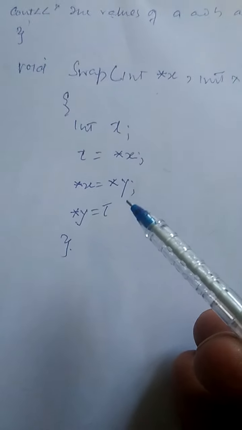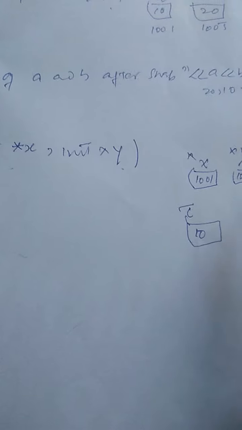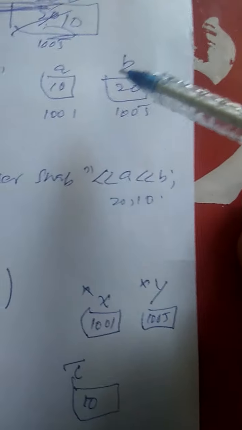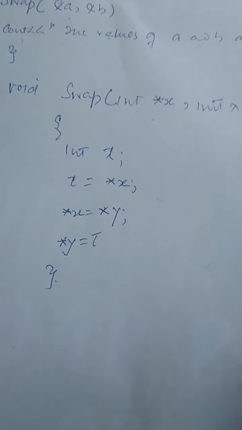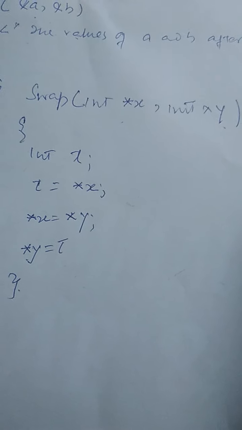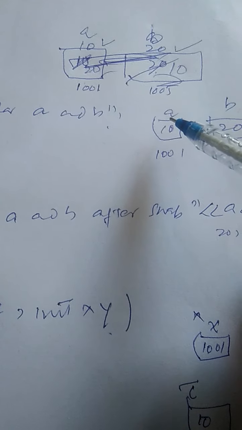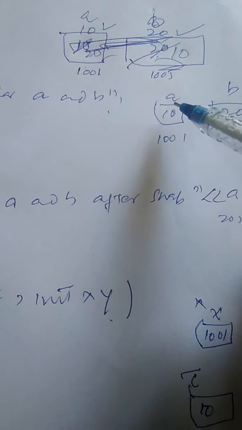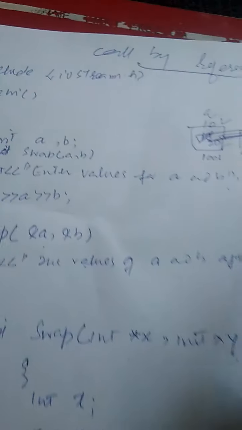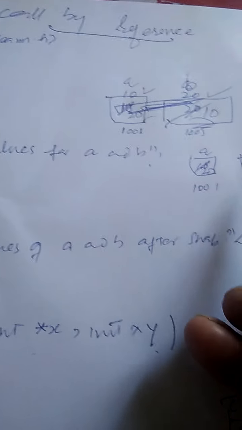Then the value at x is equal to the value at y. What is the value at y? y holds 1005. What is the value at that very address? That is 20 over here. This 20 will be stored at the address held in x. x holds 1001, which is the address of a. So here, instead of 10, 20 will now come. So now here it is 20, and here it is 20.